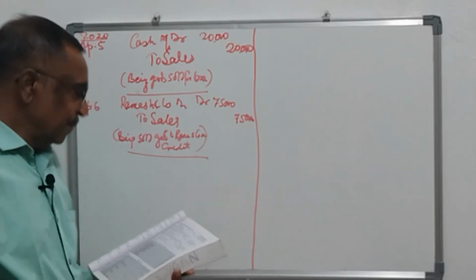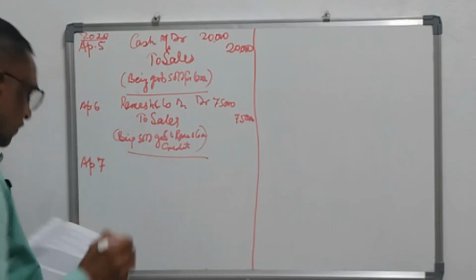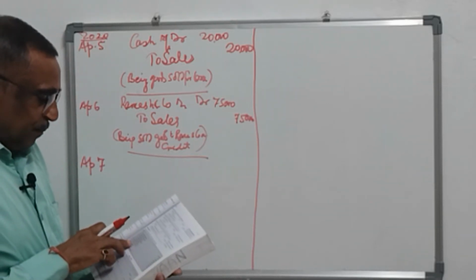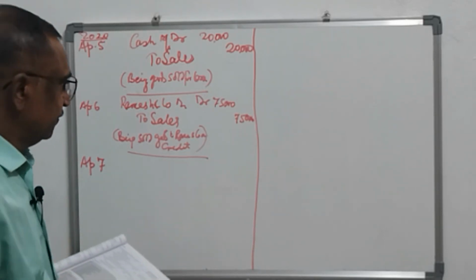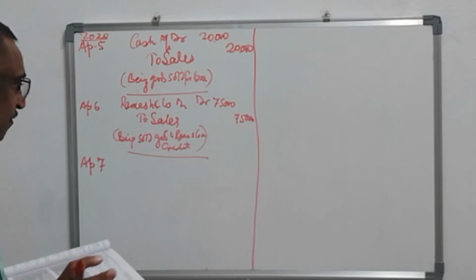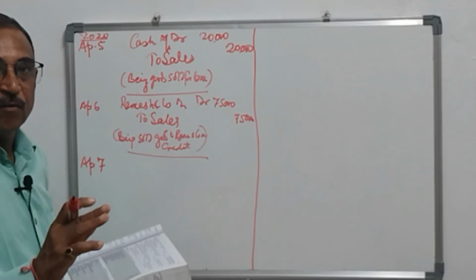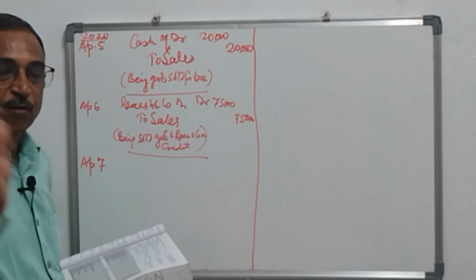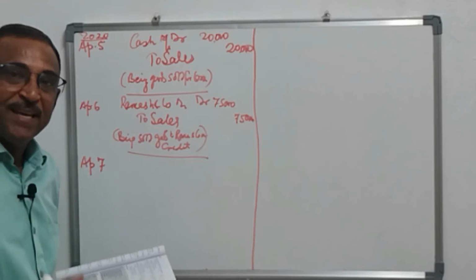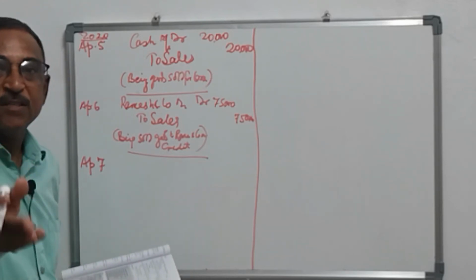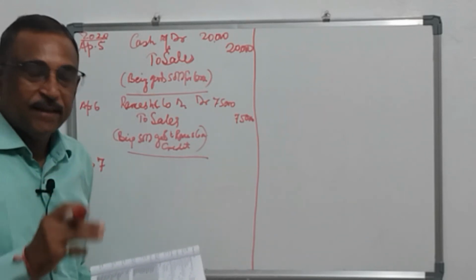Now the next transaction took place on April 7. Paid salary to staff in cash, 15,000. Now whenever you pay cash, it is your real account, and what goes out is reducing. So cash account will be credited. But why are you paying cash? You are paying salary to your staff, the staff that has worked for you. You have to pay.